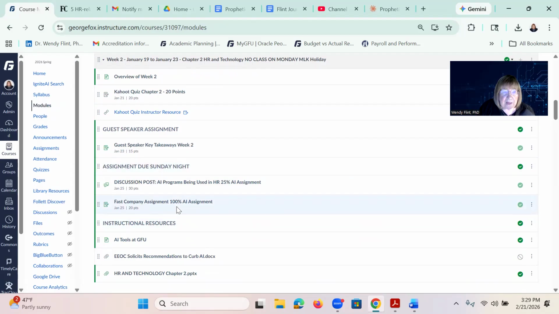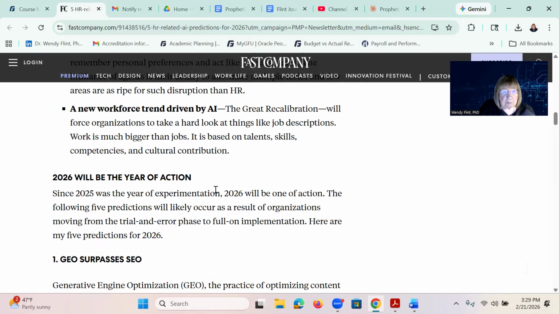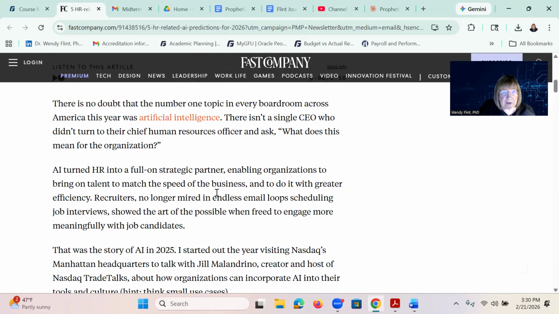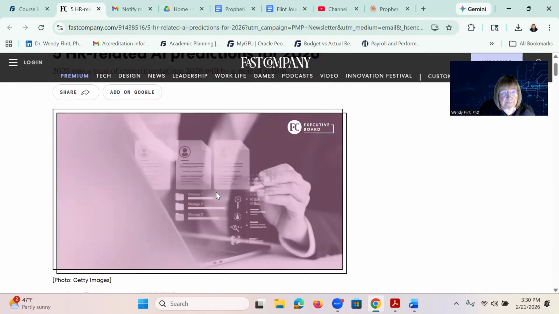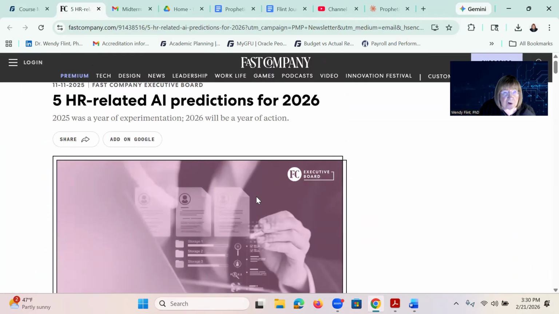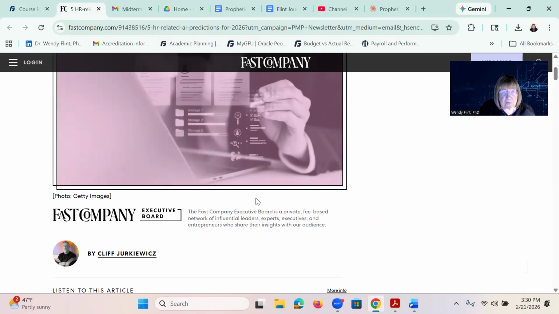So the first article I had them look at, which was a Fast Company assignment, actually had an article that was recent, and the title of it was 5 HR related AI predictions for 2026.